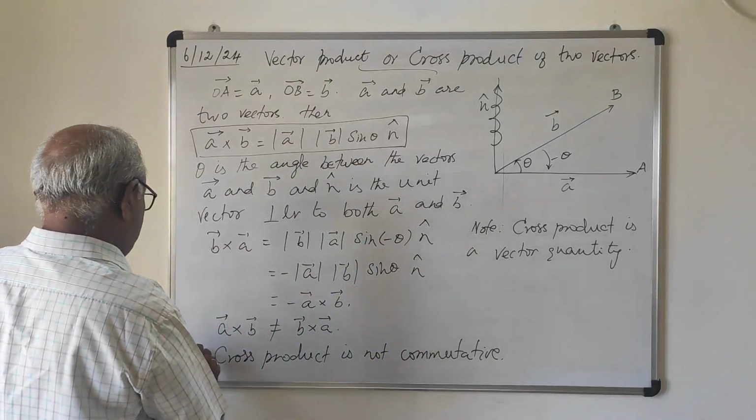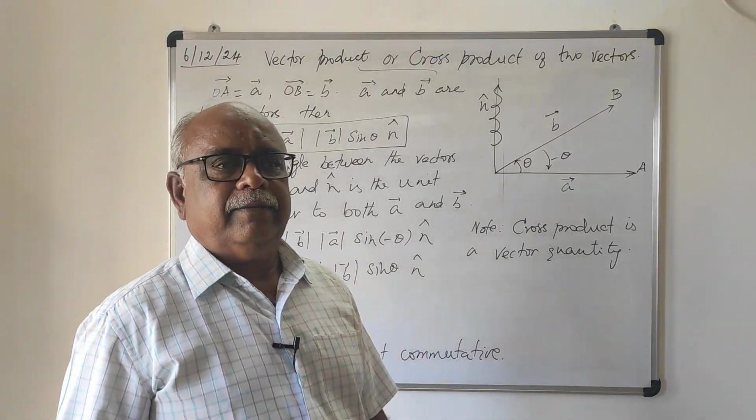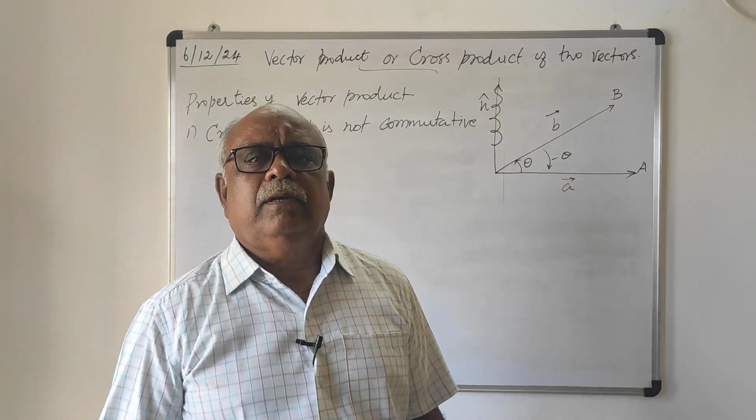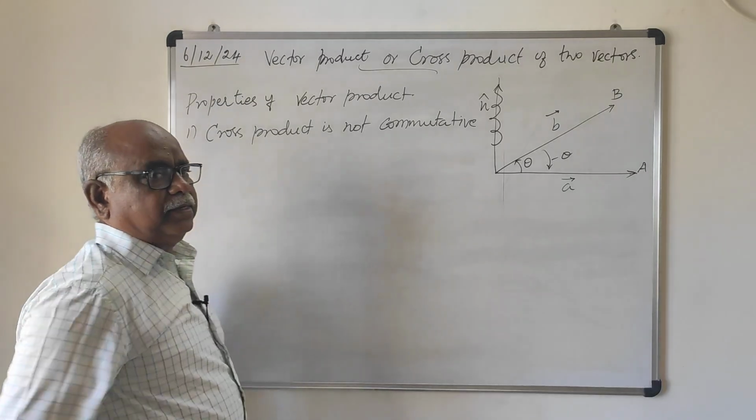This is our first property. Okay? Next, we will see the properties of vector product.